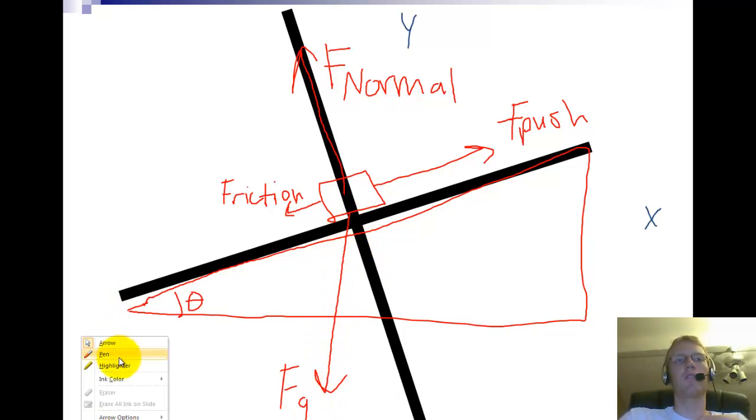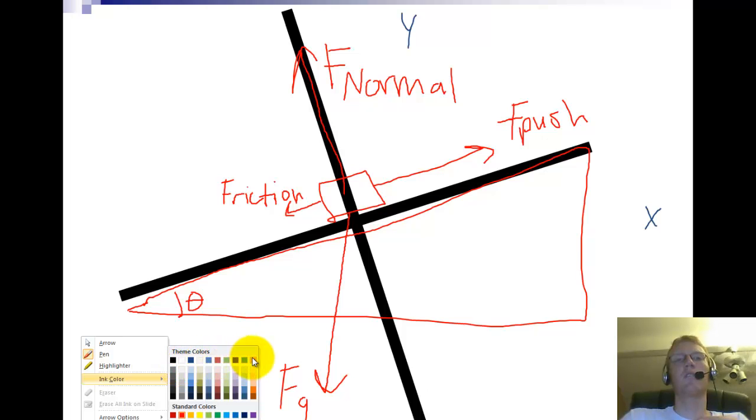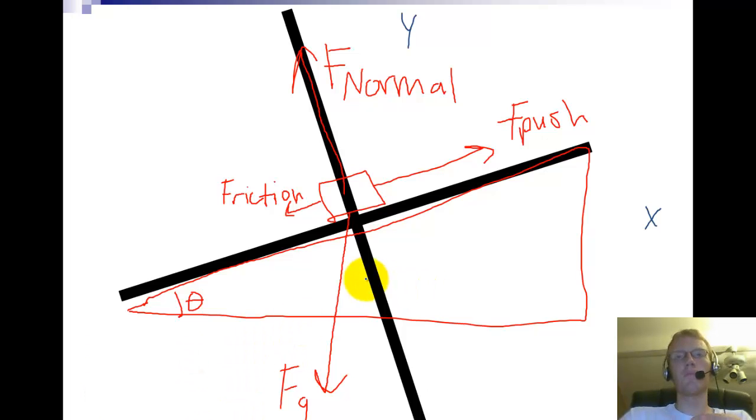Okay, so how do you take the vector components of this force of gravity? It's not as hard as you think, but it still requires a little bit of attention to detail. Sorry, let me choose a new color. Ink color. Let's choose blue. This vector right here needs to be broken into components which are perpendicular and parallel. So the vector components that we want are going to be, one of them is here, and one of them is here, and this is a right angle.